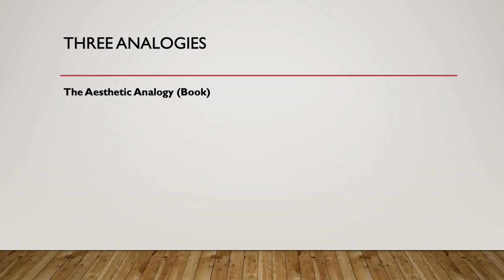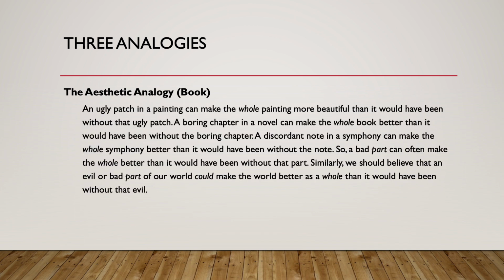There's an aesthetic analogy where they consider a book. So an ugly patch in a painting can make the whole painting more beautiful than it would have been without that ugly patch. Or a boring chapter in a novel can make the whole book better than it would have been without the boring chapter. Or a discordant note in a symphony can make the whole symphony better than it would have been without the note. So a bad part can often make the whole better than it would have been without that part.